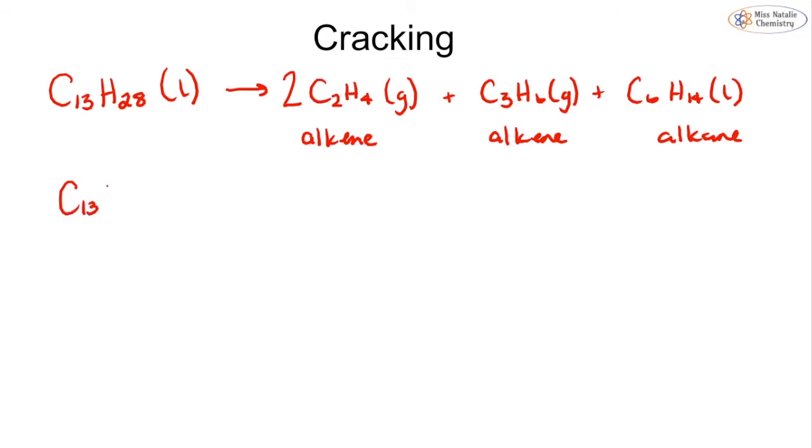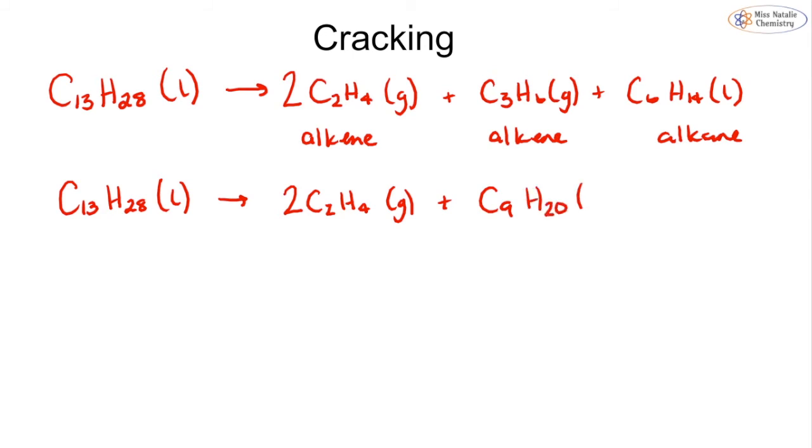I could start with my same C13H28, break it down into 2 C2H4 again, but instead of making the C3 and the C6, potentially that doesn't break and I keep the C9H20. Still have my alkene and my alkane. Both of these are perfectly acceptable cracking experiments. We cannot predict which one is actually going to take place. So what we do with cracking is we break the molecule and then we would test what's being formed to identify them and then use them appropriately.